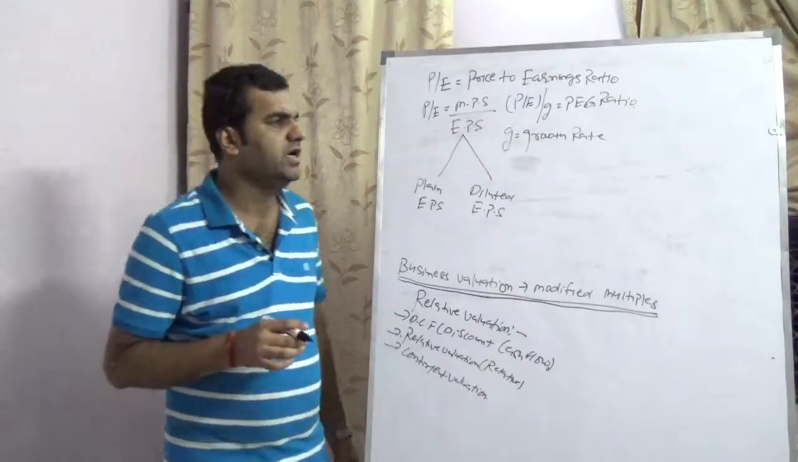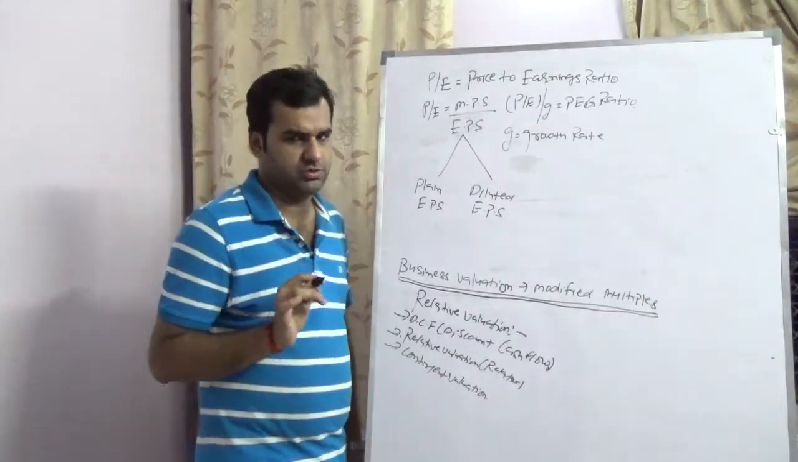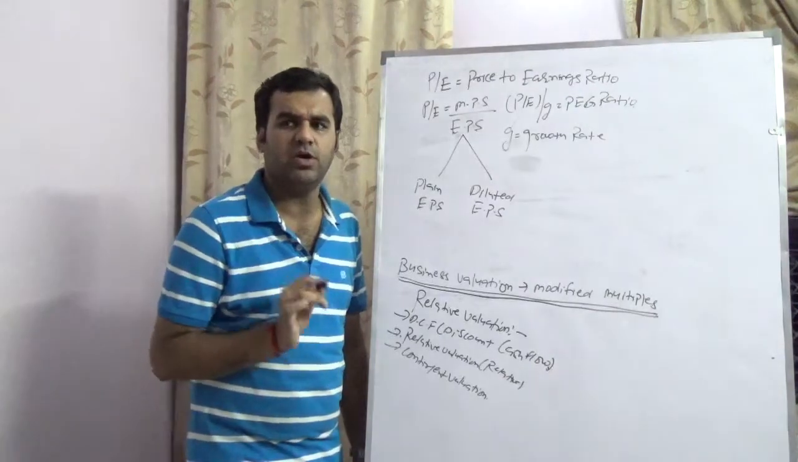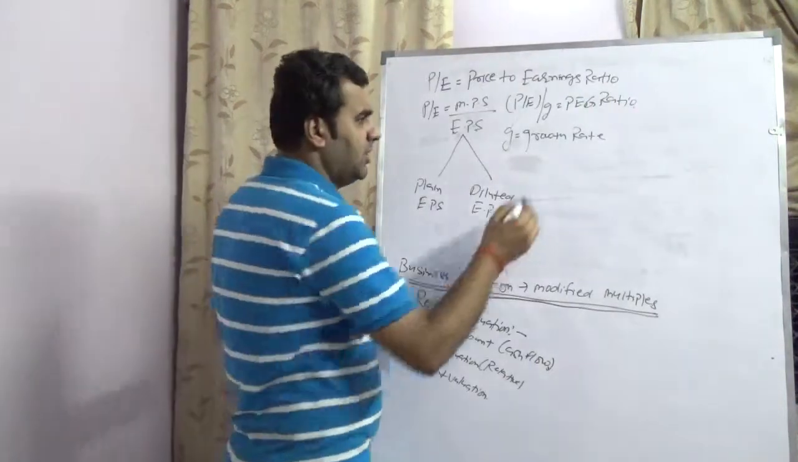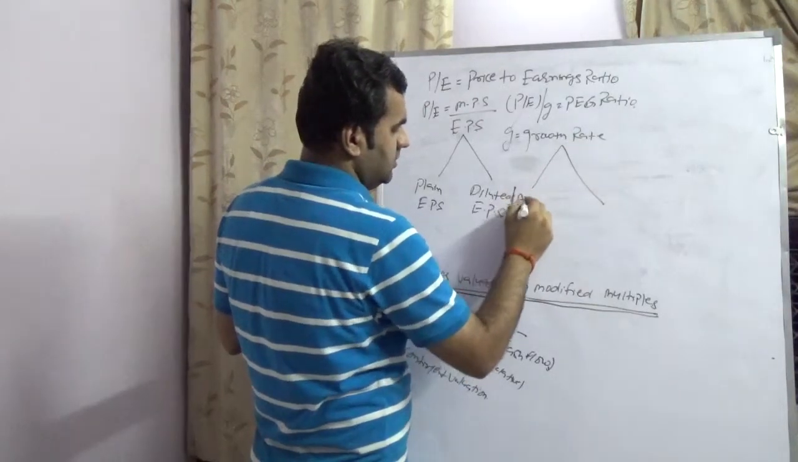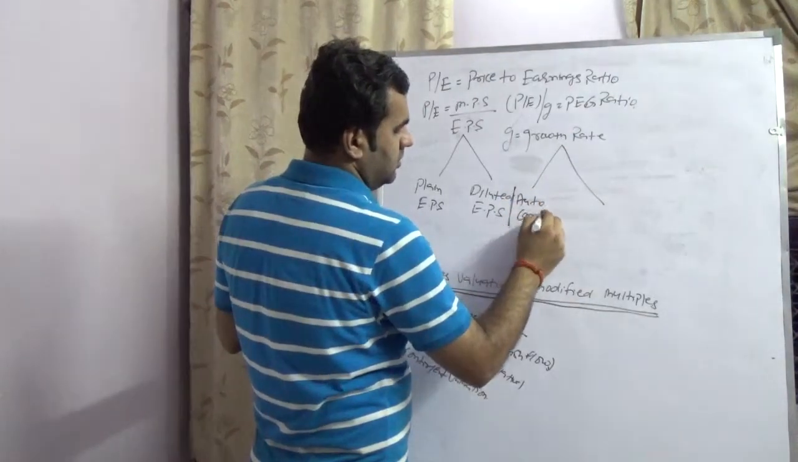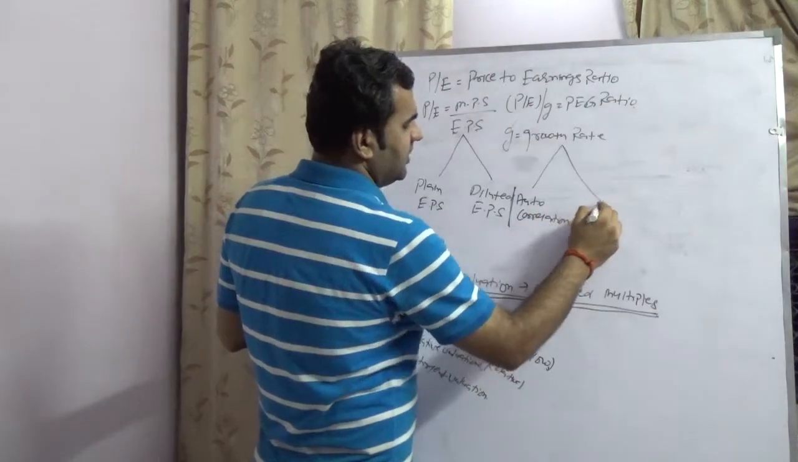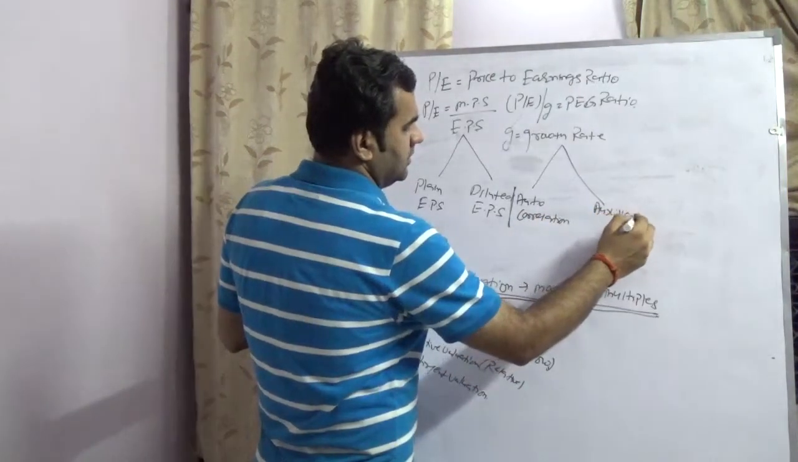Now this growth rate is subject to two issues. That is why there is an issue in modified multiples. One is known as autocorrelation, another is known as auxiliary regression.